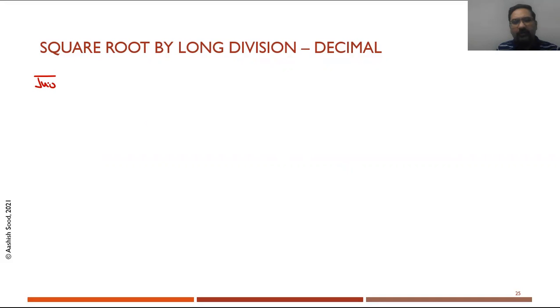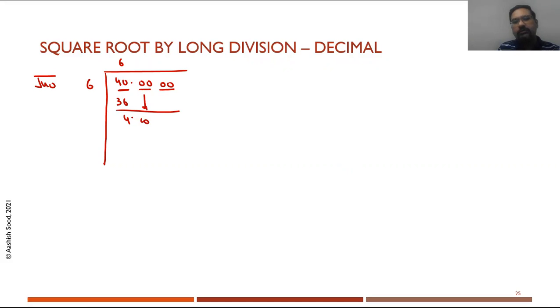To get a quick revision of the long division method, refer to the description box and look for the video of day 2. Now root 40, what I'll do is write 40 point 0000, in pairs of 2 as is required in the long division method. I'll find a number whose square is less than 40. So 6 6 36. I'm left with 4.